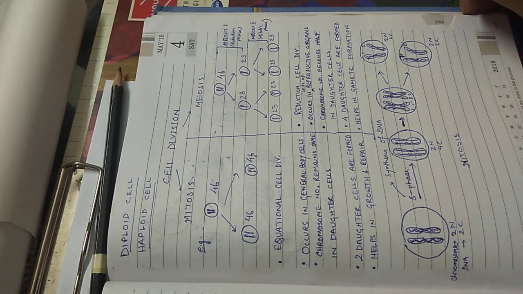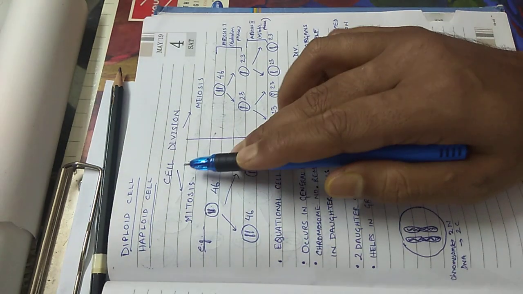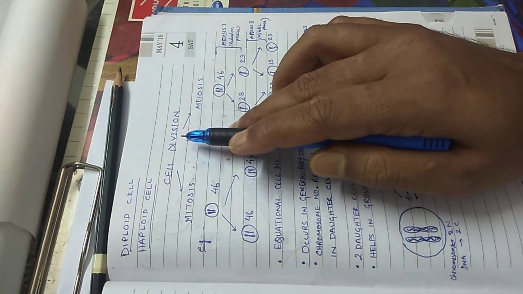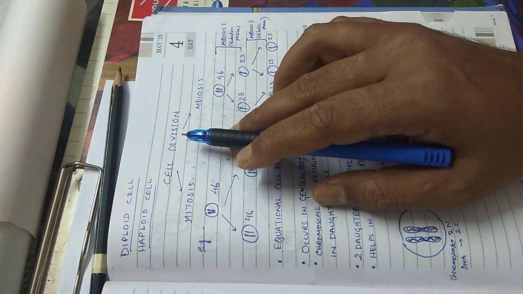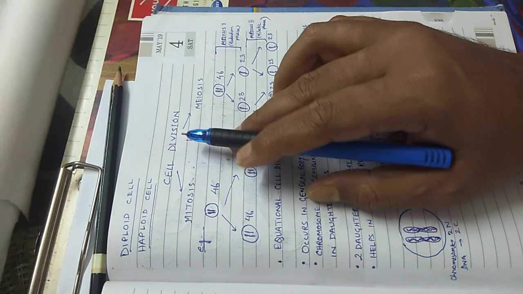Hello students, in this video on the cell chapter, I'll be discussing cell division. In my earlier video I discussed the cell organelles. Before going on to the different types of cell division, because in the cell theory we have learned that new cells arise from pre-existing cells by division, we need to understand two terms.